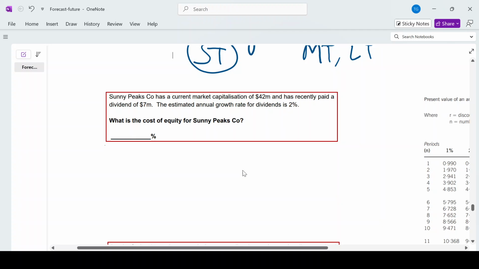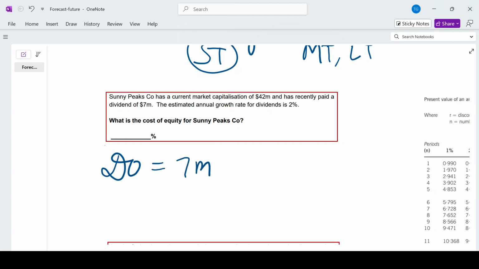Moving forward to question number 3 now. Sunny Peaks Company has a current market cap of $42 million and they have recently paid a dividend of $7 million. So D0, because it's the recent dividend, is going to be 7 million. Annual growth rate of dividend, G, is given to us as 2%. And then you also have the market cap. Market cap is nothing but the market value of the shares. So market cap P0 is also given to us as $42 million.